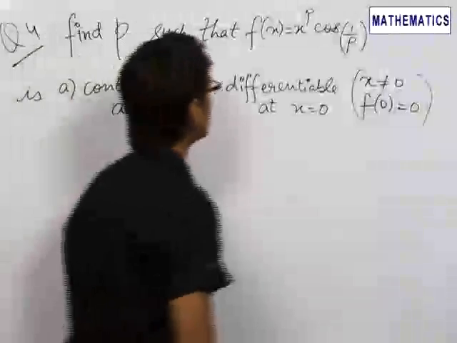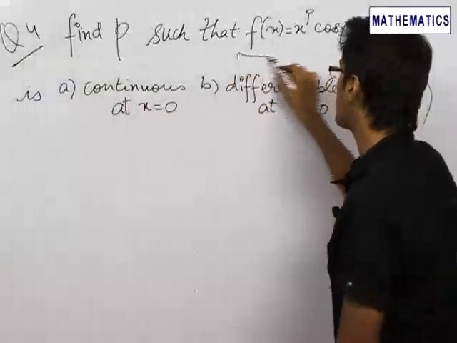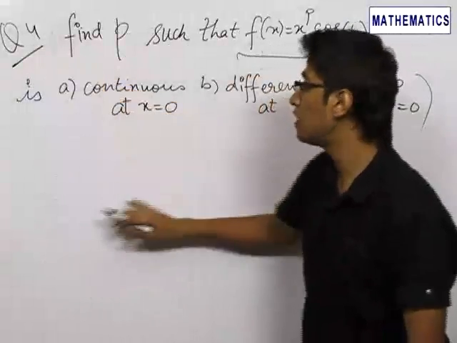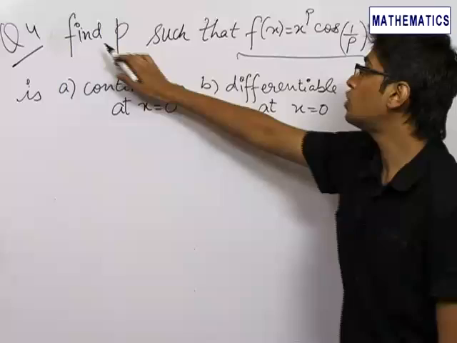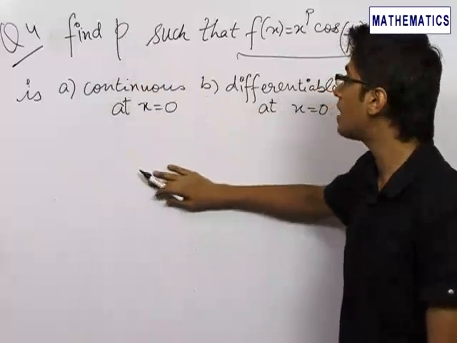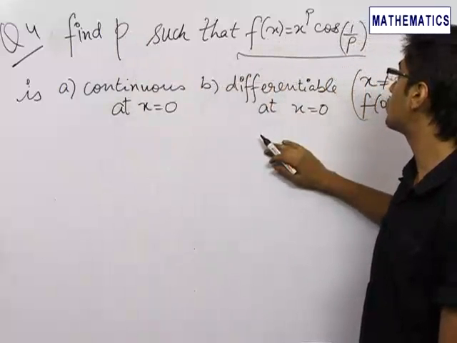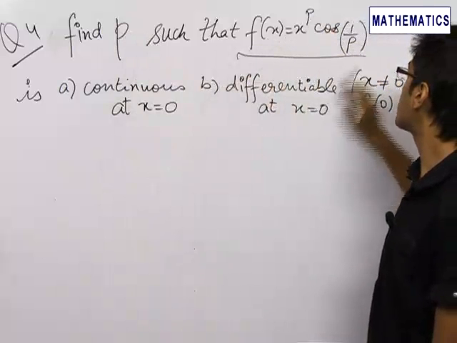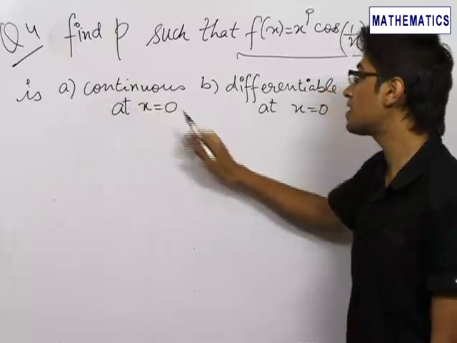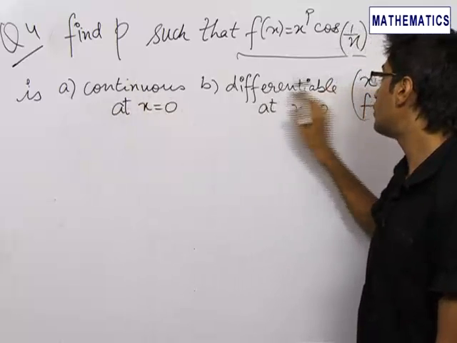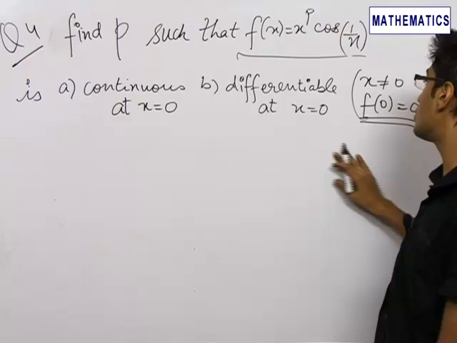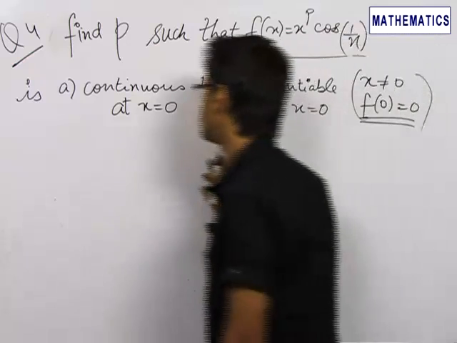The next problem which we have is also an easy problem, provided you have got all the concepts of limits, the right hand limit, the left hand limit, etc. We need to find the values of p, or the range of p, or the intervals in which p may lie, such that the function f(x) = x^p cos(1/x) is continuous at x equals 0, which is the first part, and differentiable at x equals 0, which is the second part, and the value of the function at x equals 0 is given to be 0.